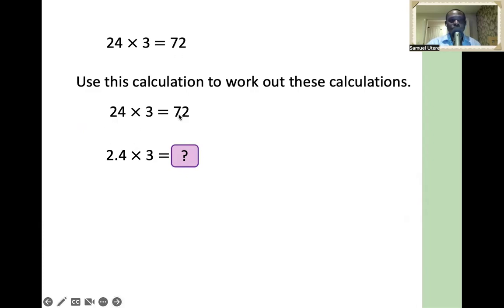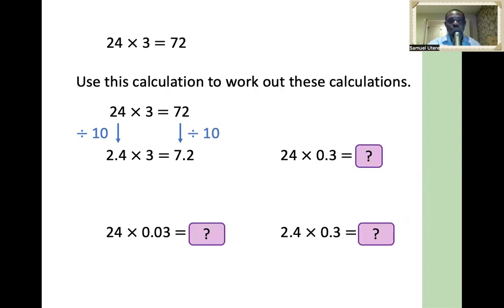For this one, you notice that 24 has become 2.4, so we divided by 10. We want to use this to answer this question here. For 24 to become 2.4, we have to divide by 10. What stays the same is the 3. So our answer is going to have to be divided by 10, and that gives us 7.2.